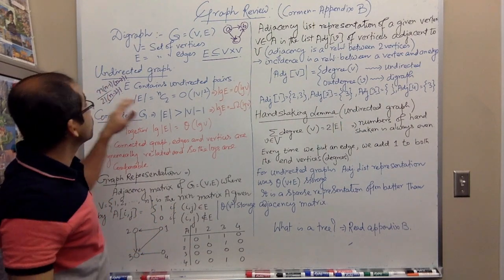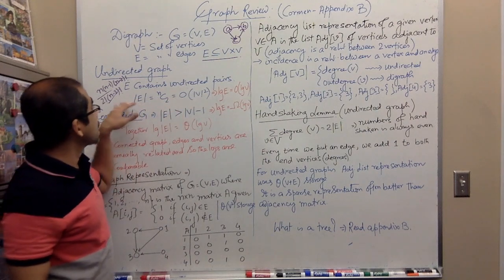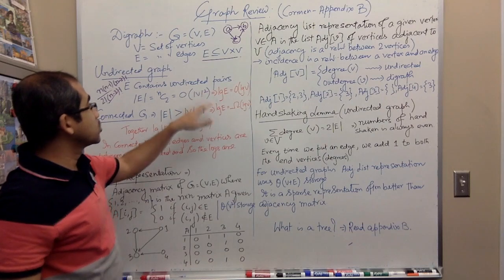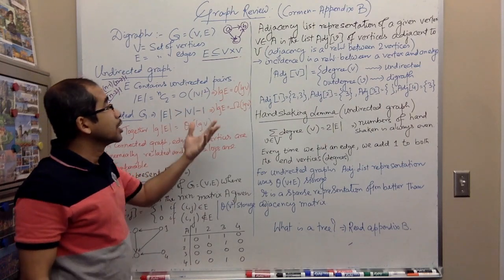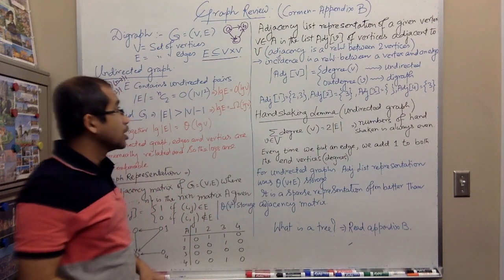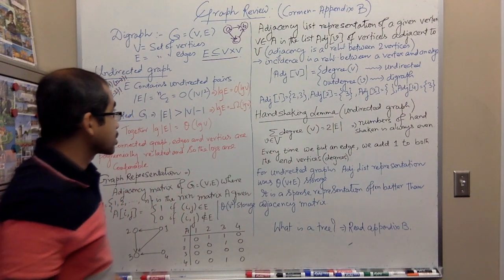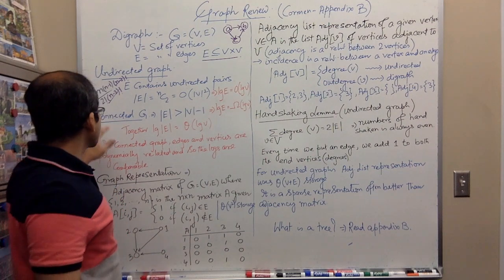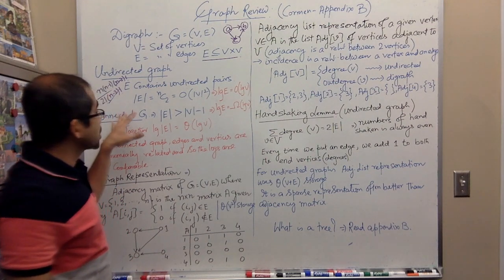Now if we take log on both sides, log E will be 2 log V. If you take asymptotic analysis and ignore the constants and lower order terms, that will be order of log V.